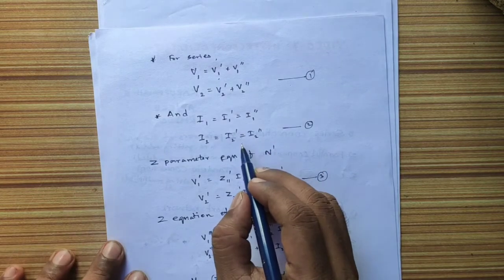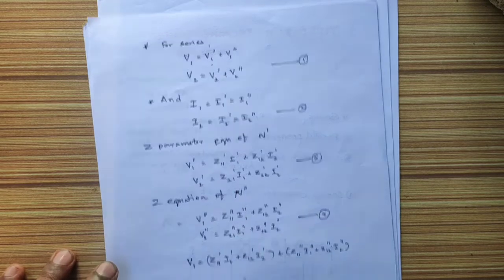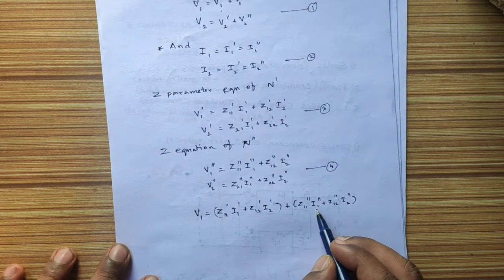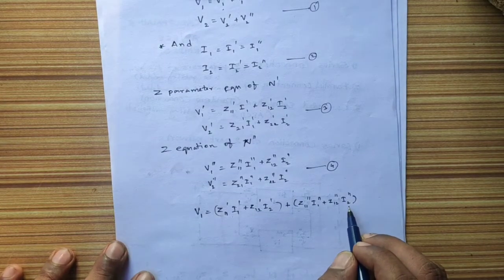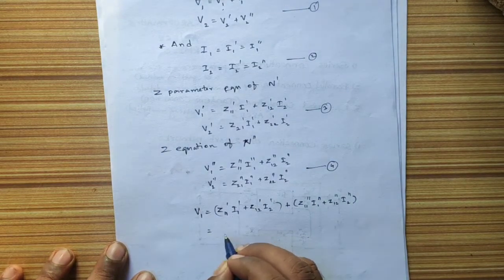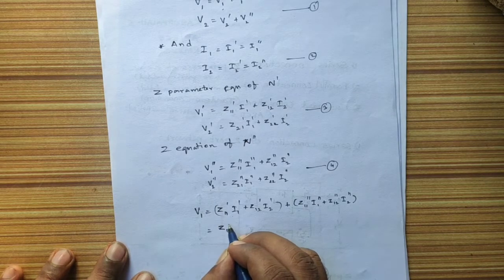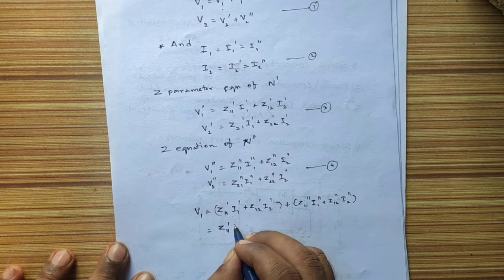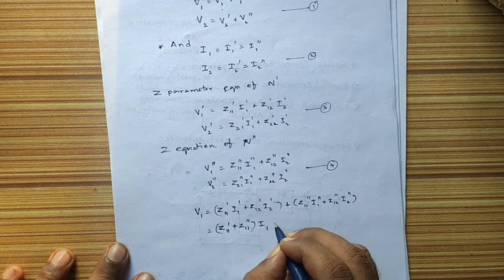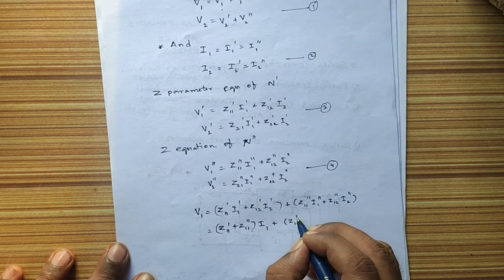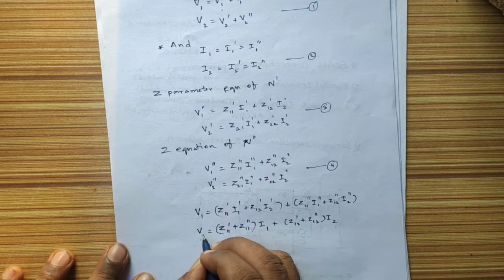Now see equation number 2. Here I1 equal to I1 dash equal to I1 double dash, so I am going to replace I1 dash and I1 double dash by I1. Similarly, I2 dash and I2 double dash are replaced by I2, so that I can take those terms separately. The resultant equation is (Z11 dash plus Z11 double dash) into I1 plus (Z12 dash plus Z12 double dash) into I2, that is equal to V1.